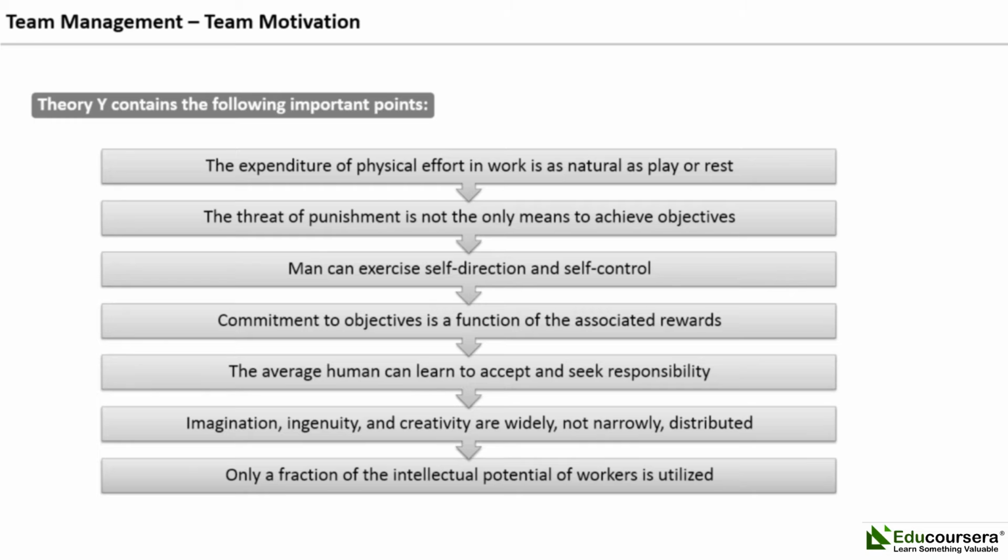McGregor viewed management's job as one in which working conditions are created so that individuals can establish and integrate goals with those in the organisation.